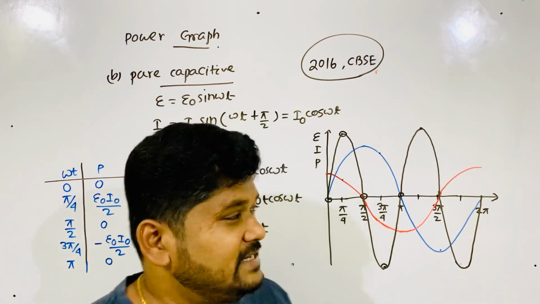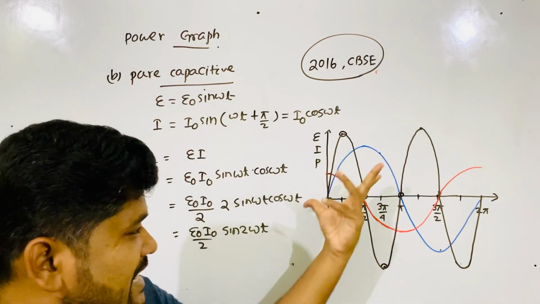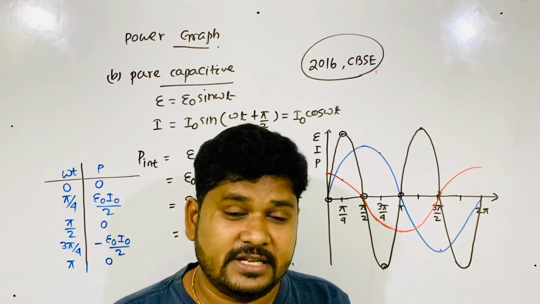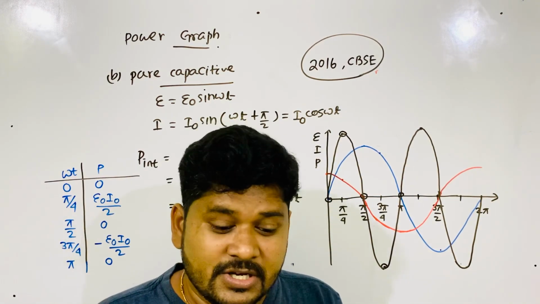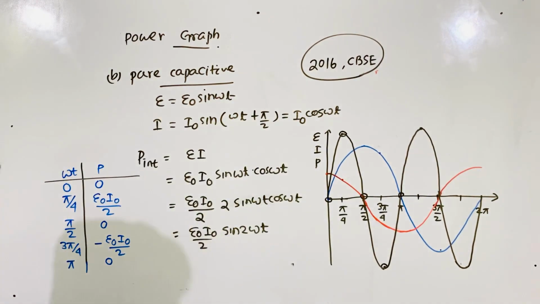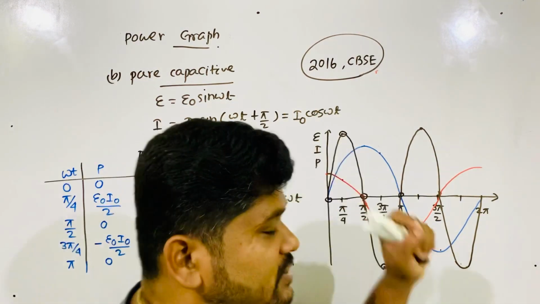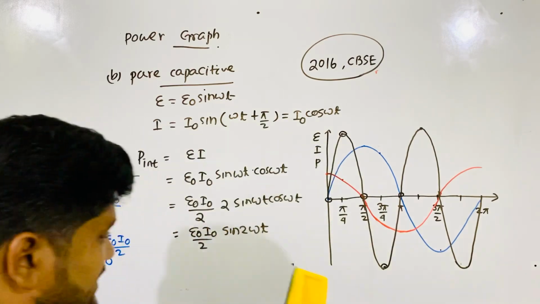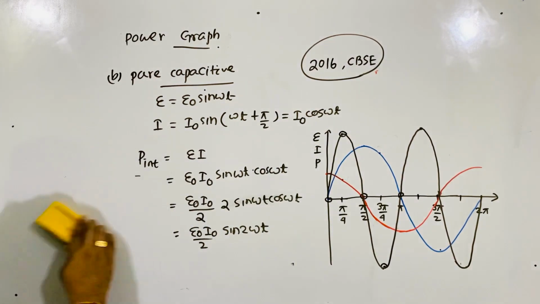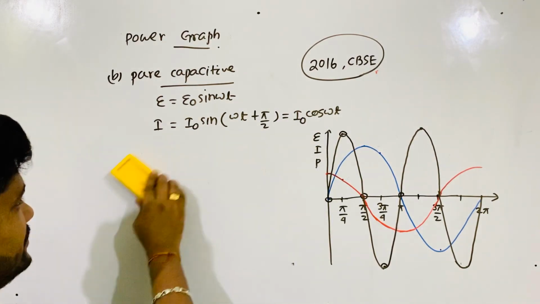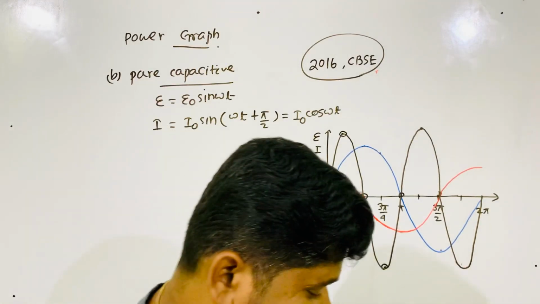And the current graph you can know, because you will see leads and lags. Then you can tell the current line. So this is about the pure capacitive circuit, which came in the 2016 CBSE sample paper, and this question is nowadays coming in the exams. Hope you can do it properly.